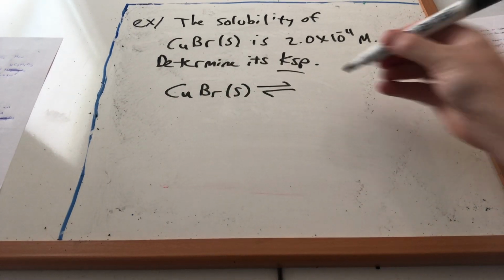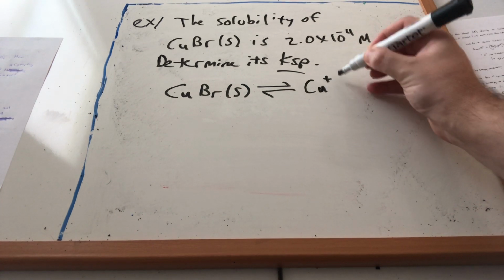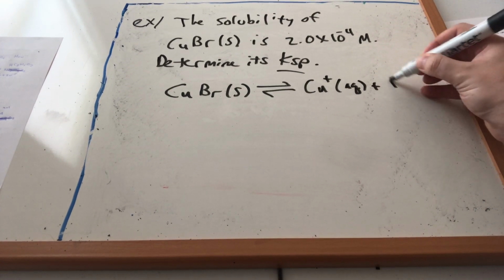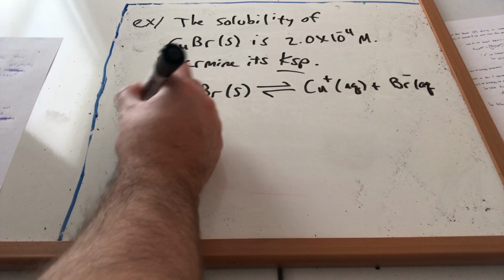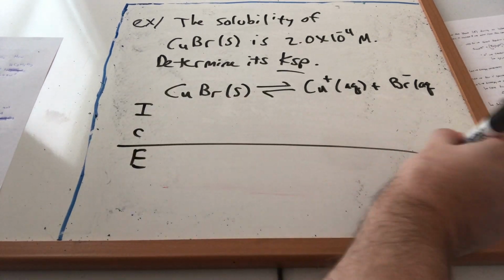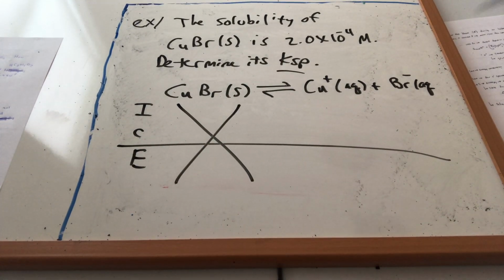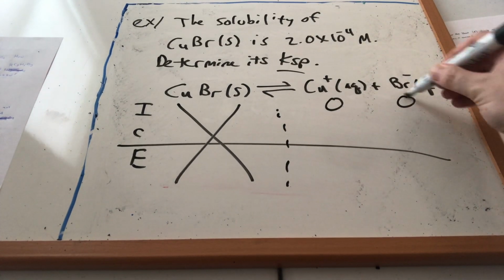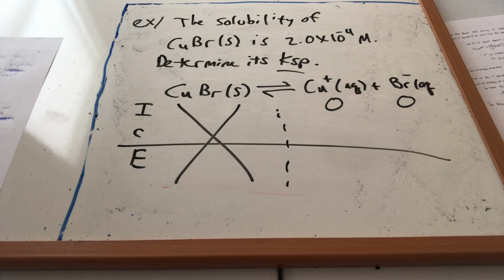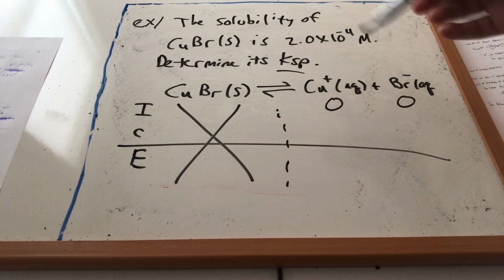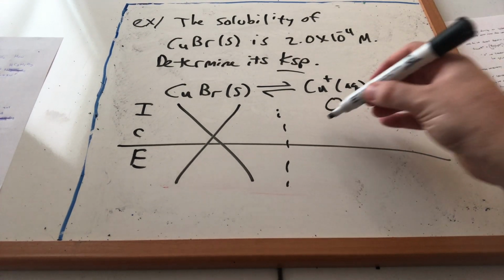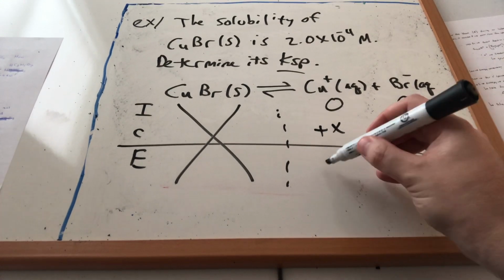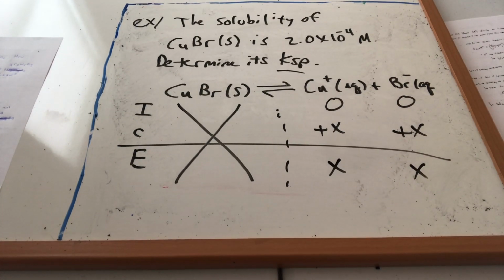CuBr, we know that breaks into a Cu plus 1, which will be aqueous, and a Br minus, that will also be aqueous. We make an ice table. We cross out our solid. We know we start with 0 amounts of these because they're not given in the problem, right? If you don't see any information about it going into something, you assume it's going into water. So there's 0 of this and 0 of that. Q is 0. That means we put our plus x's here. We get an x and an x here.